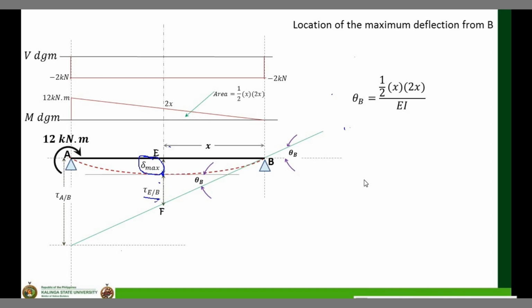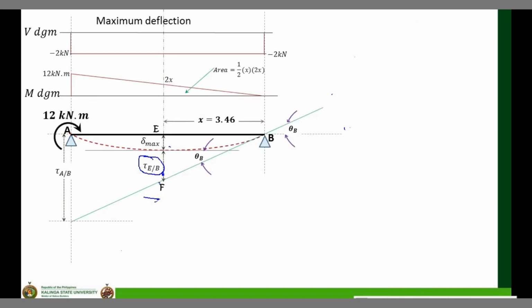So for the slope at B, I used theorem 1. Again, what does theorem 1 say? The area from E to B, looking at your moment diagram, is equal to 1/2 of x times x over EI. So my slope at B is equal to 12 over EI. From there, I can get x equal to 3.46 meters from B. So my maximum deflection is at 3.46 meters from point B.